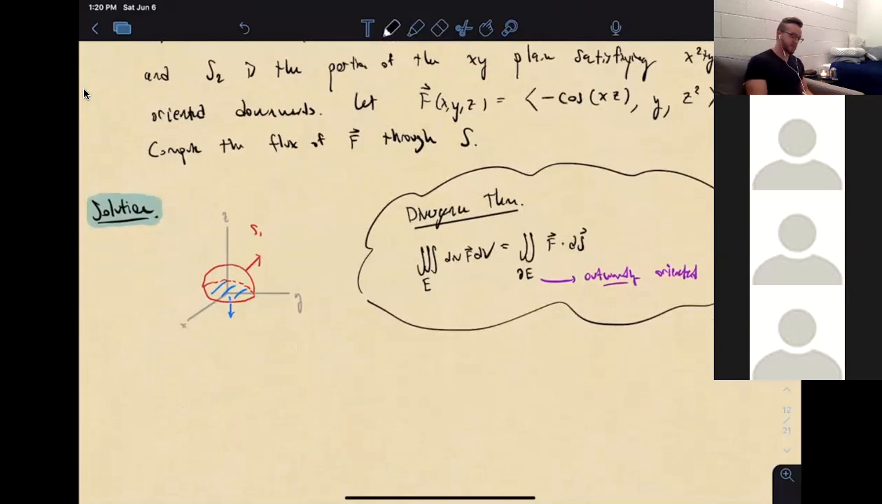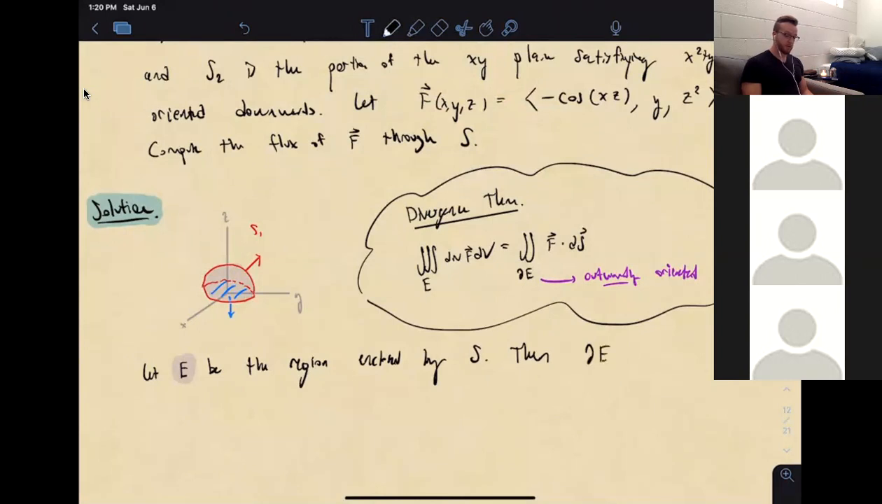So if it were me, I'd probably say let E be the region enclosed by S. Maybe I'll color that in. Then I'll write down the remark that I just made, which is that the boundary of E is S because S is outwardly oriented.